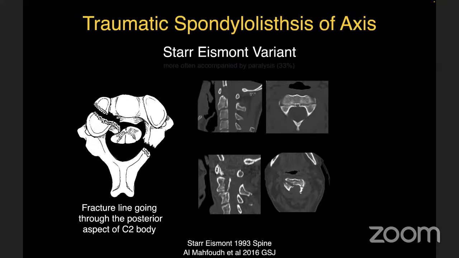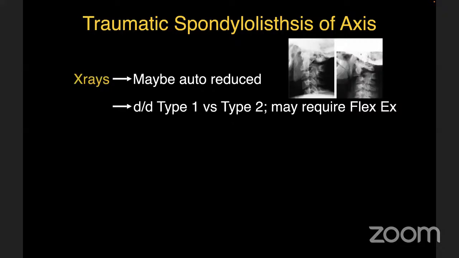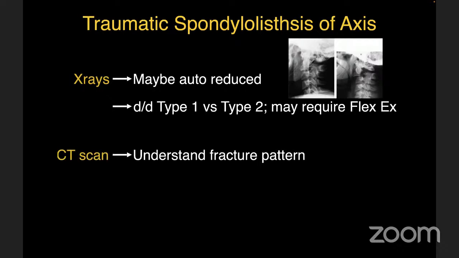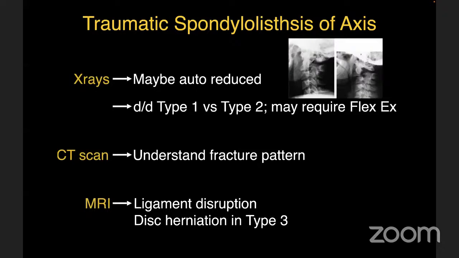So how do we assess this? X-rays, difficult to judge many times because you may have an auto reduction when you are seeing them in the emergency room. It is difficult sometimes to detect type 1 versus type 2 and may require flexion extension X-rays, which we rarely do in acute setting. CT scans is useful to understand fracture patterns, especially the atypical patterns of the Starr-Eismont variant. But the most important imaging that helps us determine the treatment is the MRI, which shows us ligament disruption, which shows the disruption of the disc.